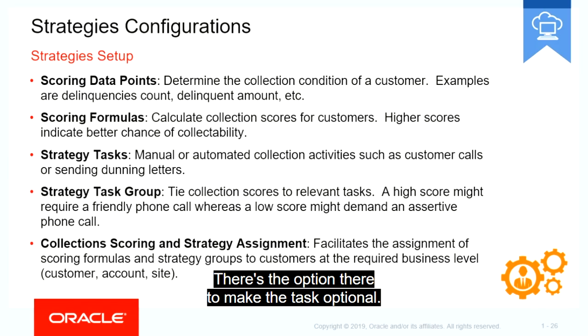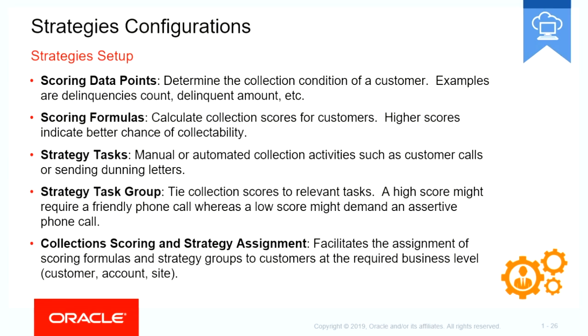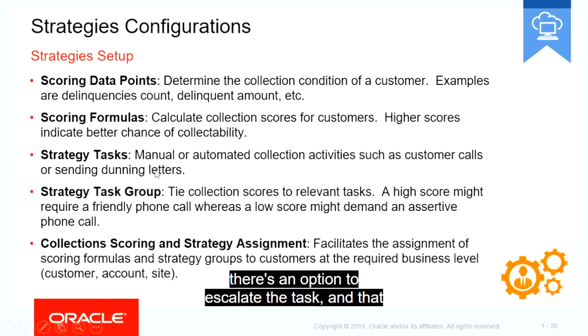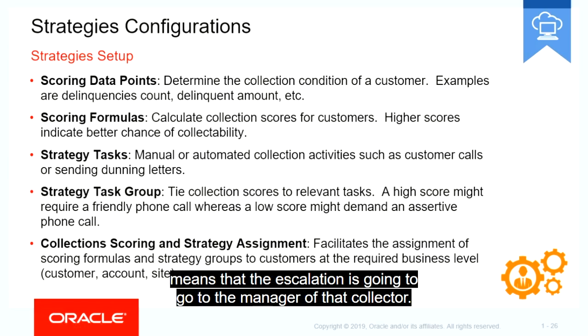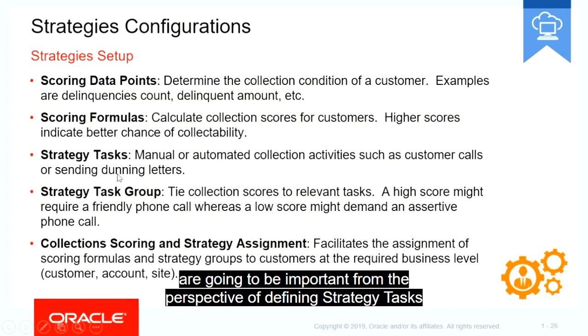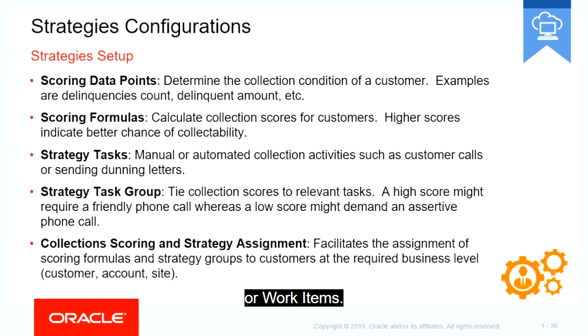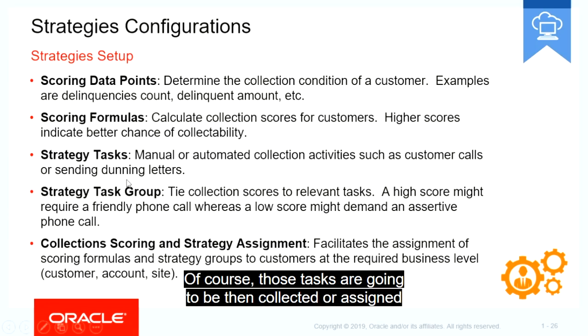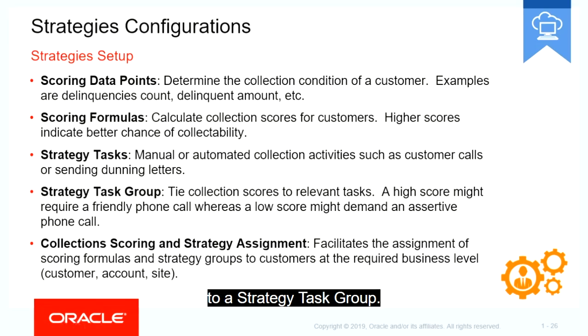There's the option there to make the task optional, and also there's an option to escalate the task, and that means that the escalation is going to go to the manager of that collector. So those are some of the things that are going to be important from the perspective of defining strategy tasks or work items. Of course, those tasks are then going to be collected or assigned to a strategy task group.